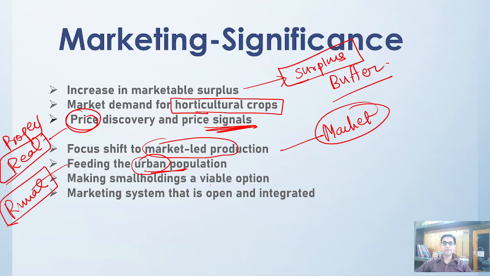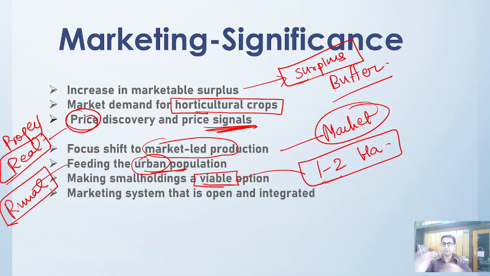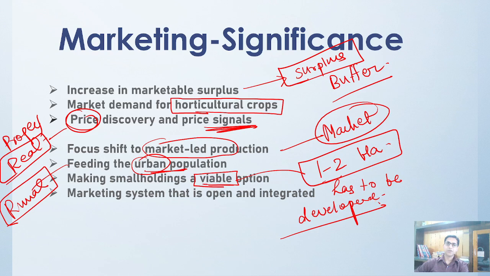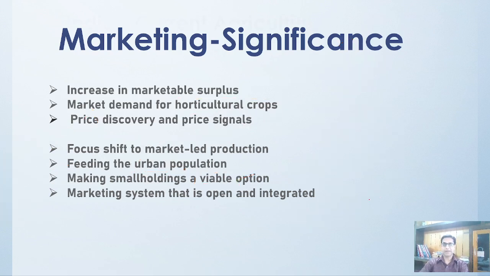It makes a small holding a viable option, because if you have a proper marketing facility, even a person who has only 1 or 2 hectares of land will be able to grow something and sell it in a proper marketplace with proper pricing. Nobody will be taking advantage of them. A market system that is open and integrated has to be developed. So this is the significance of the market.